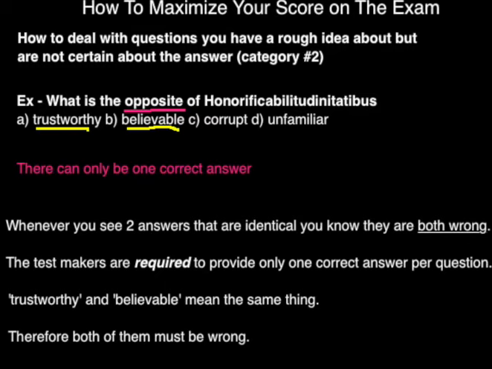Using that same type of logic, you can begin to assume that trustworthy and believable are very, very similar. They have a very similar meaning. And so you should already start suspecting that those two answers cannot be correct. This is a great way to eliminate incorrect answers, even if you don't have a clear idea which answer is correct.